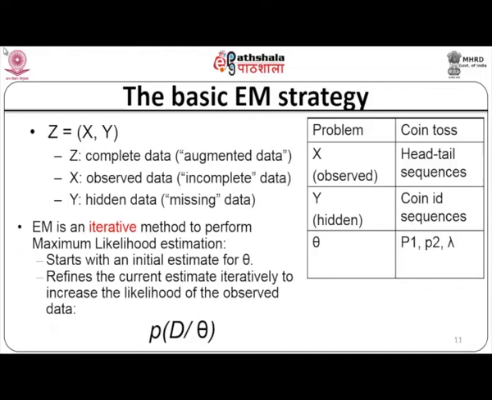So, EM is an iterative method to perform maximum likelihood estimation. Basically we are still performing maximum likelihood estimation to find the model given the data. It starts with an initial estimate for theta and refines the current estimate iteratively to increase the likelihood of the observed data. So, that is what we are trying to do.